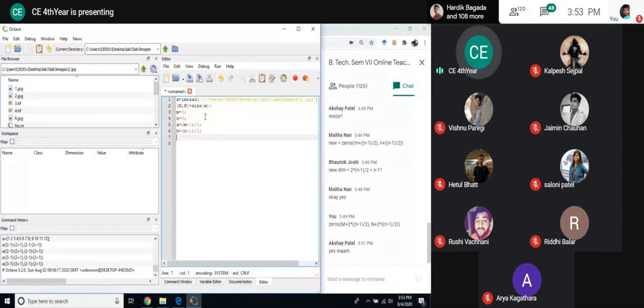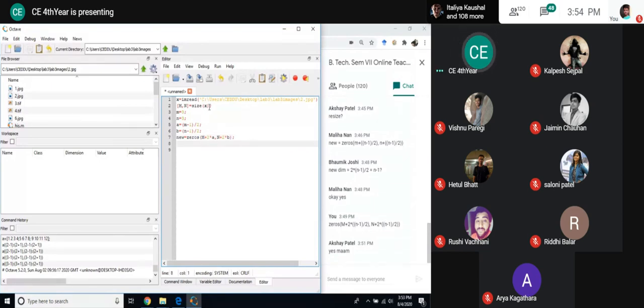Okay, so now I have the dimensions. Now I will make a new variable with the zeros. I'm using the same code, so I'm going with zeros. And then what to do? The size of zeros will be m plus 2 into a, because I want one row, one column on both sides, and that's why it will be n plus 2 into b. I hope all of you are ready with this.